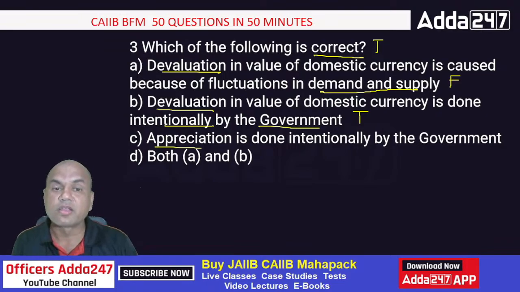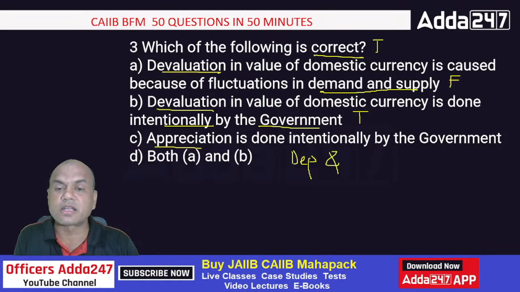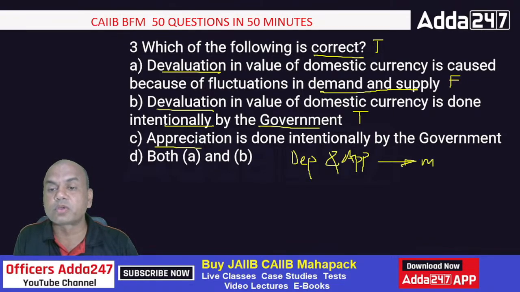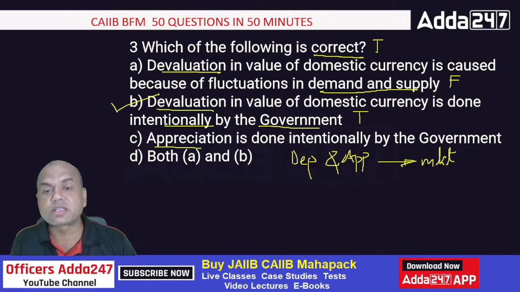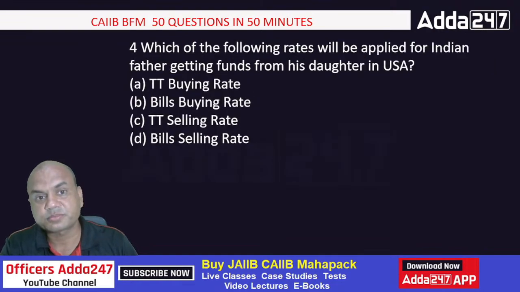Appreciation is done intentionally by the government? Depreciation and appreciation, these are done by whom? These are done by the market. Both of them are done by market forces, demand and supply. So the answer is both A and B true, or only B true, or only A true. What is the answer? Answer is B, because devaluation in the domestic currency is done by the government intentionally.